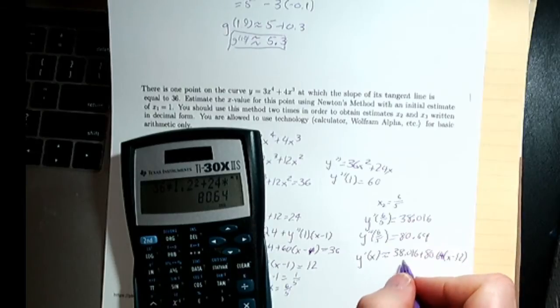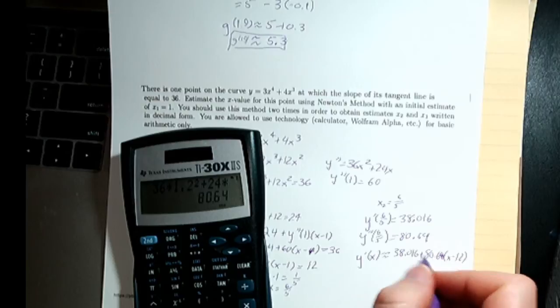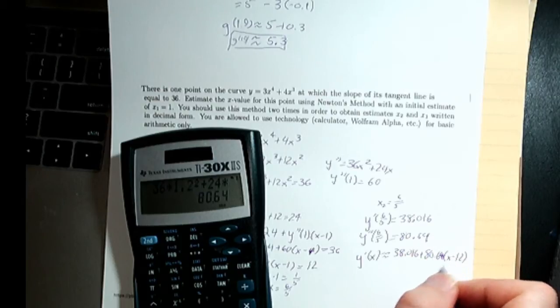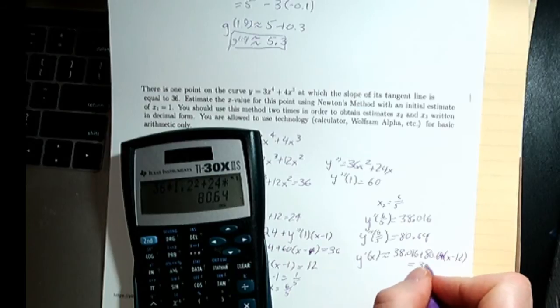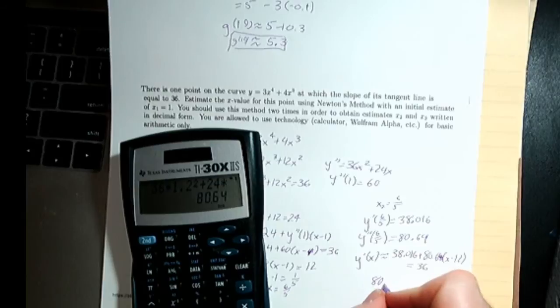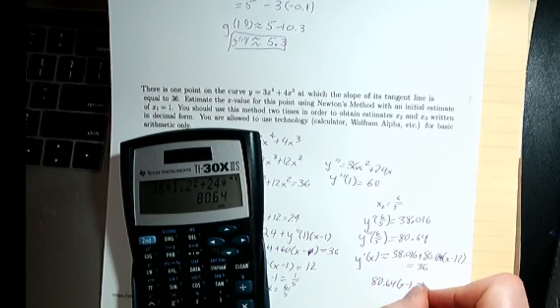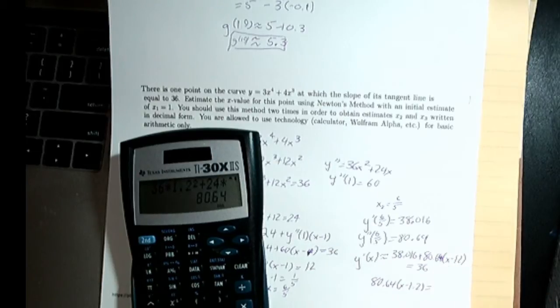The value is about equal to the value at 6/5, 38.016, plus the slope at that point times how far off of the test point you are. And we want that to be equal to 36, which is the point we're trying to find. Well, we can do that. So 80.64 times x minus 1.2 is equal to 36 minus 38.016.